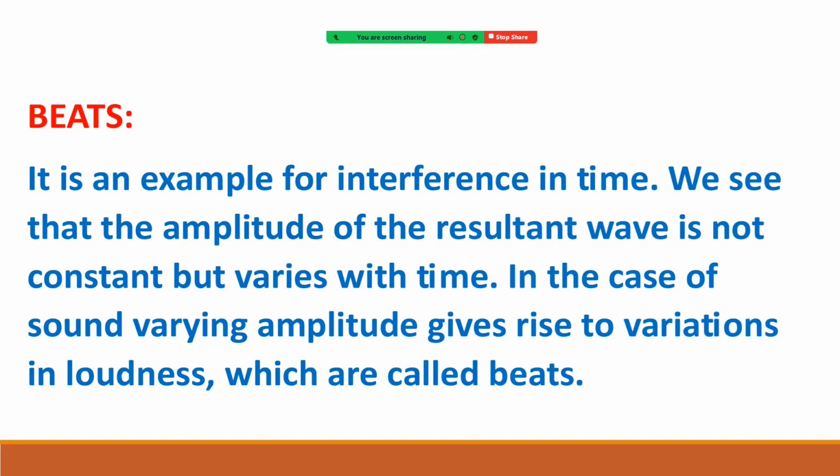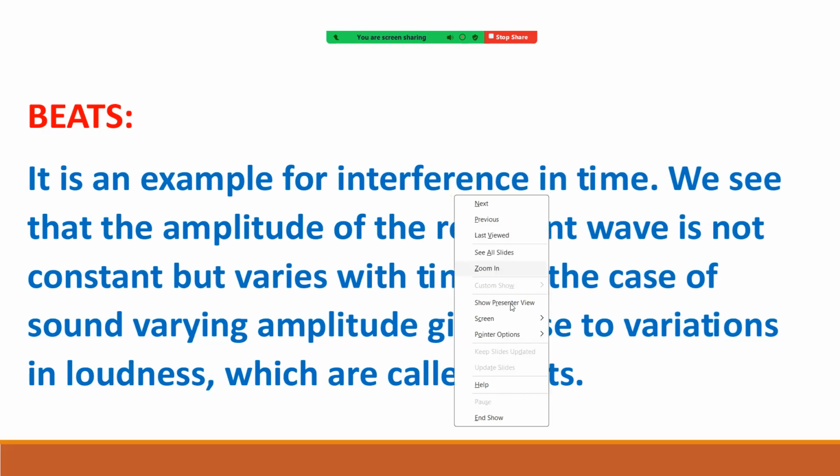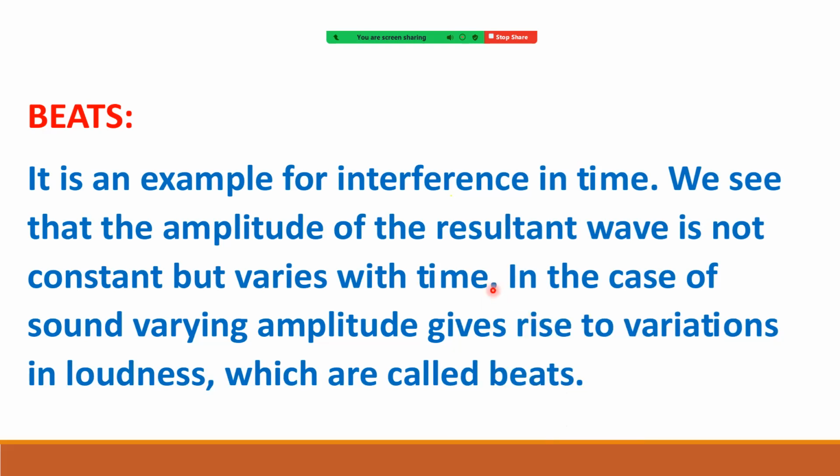So it is an example of interference in time. We see that the amplitude of the resultant wave is not constant but varies with time. We have seen that, right? The amplitude depends on time. In the case of sound, varying amplitude gives rise to variations in loudness, meaning loudness is more, loudness is less, which are called beats.